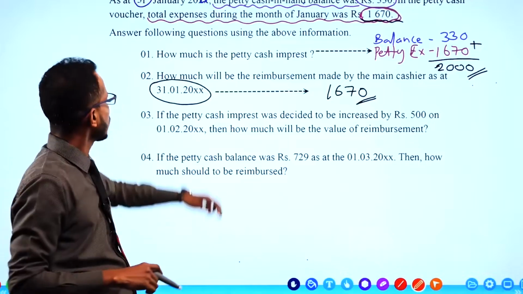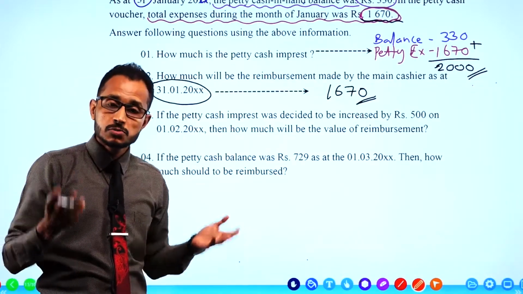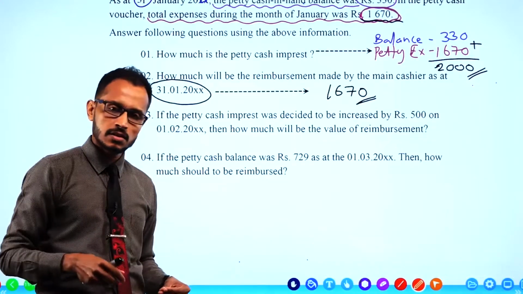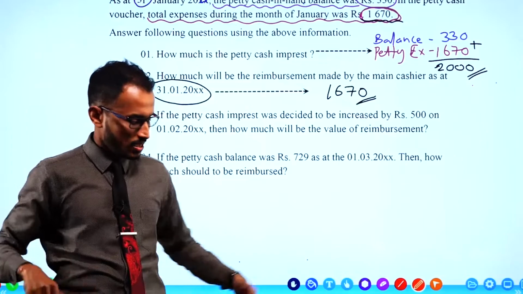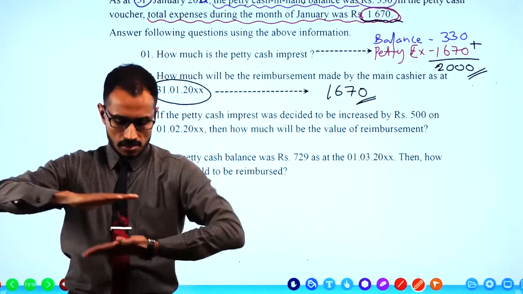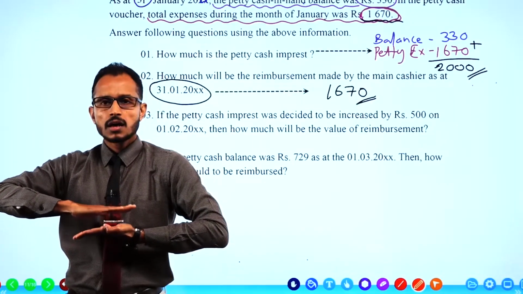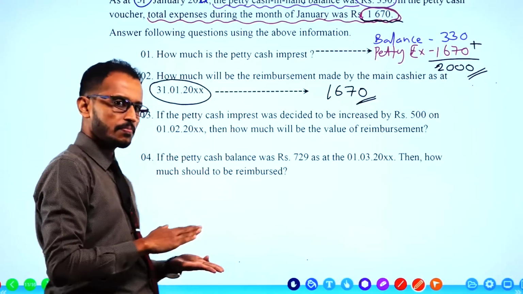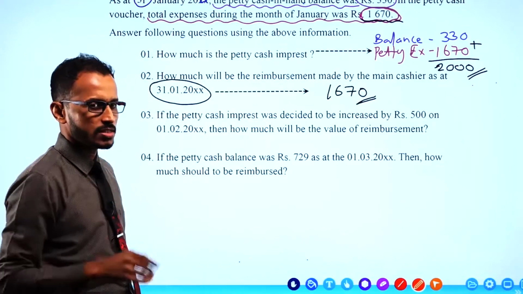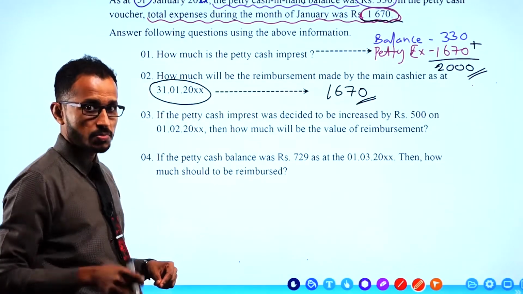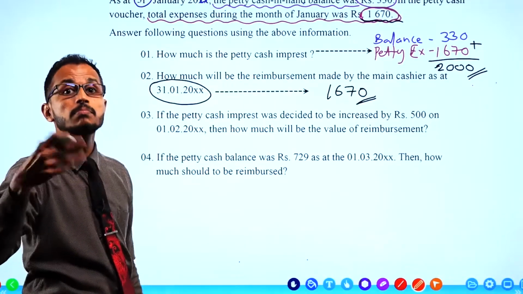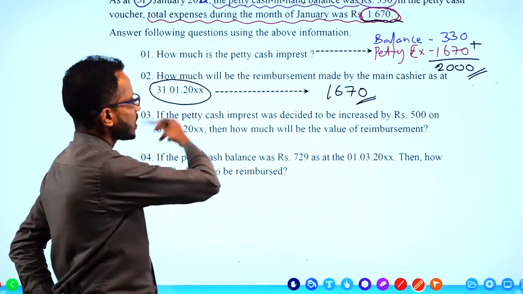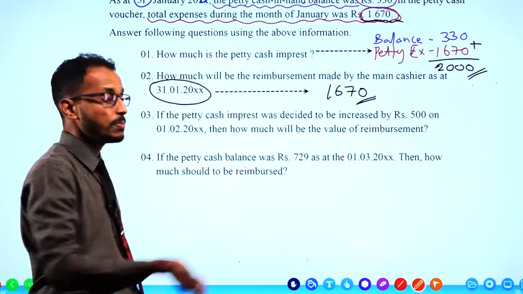Got it? Why? The amount which was spent should be given back, should be refilled to get the imprest back to the original amount. The total amount which was spent is 1,670. That should be the reimbursed amount, the reimbursement given by the main cashier to the petty cashier.